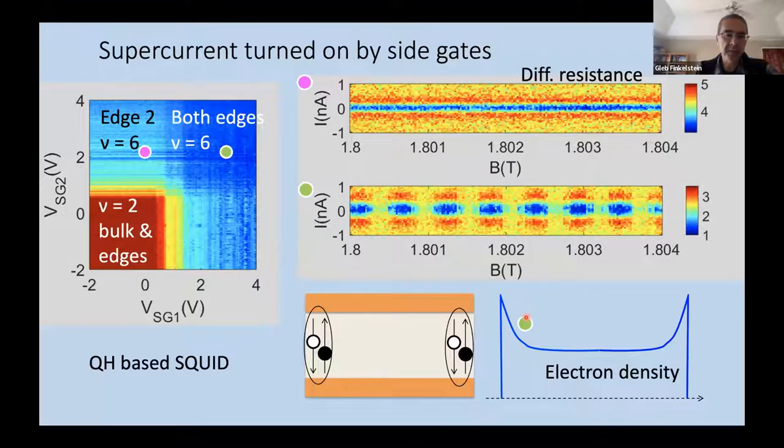of the sample. And in this case, our profile of the resistance versus magnetic field and bias immediately changes. We have this periodic dependence of the critical current on magnetic field. And that could be interpreted as forming a SQUID, where the supercurrent is carried separately on each edge of the sample. By applying these gates, we can go back and forth between the periodic and non-periodic behavior.